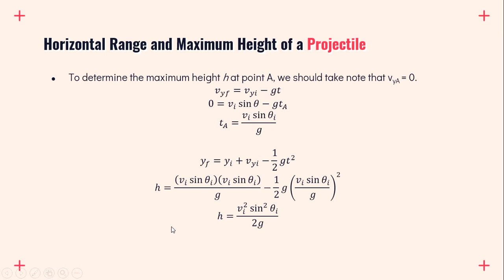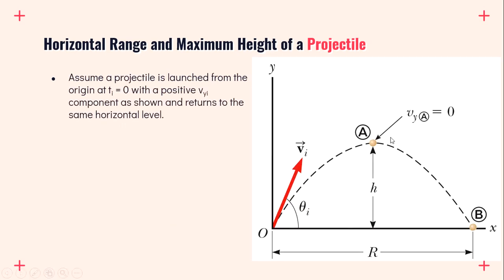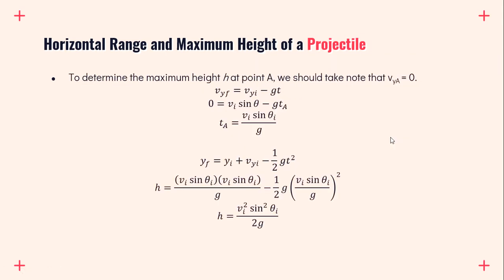So to determine the maximum height h at point A, so that's this point, we should take note that the velocity of the particle at that point is equal to 0 in the y direction. In the x direction, it does not change. So vyf is equal to vyi minus gt. 0 is equal to vi sine theta minus g ta, and we have ta, the time for the particle to reach A, which is equal to vi sine theta over g.